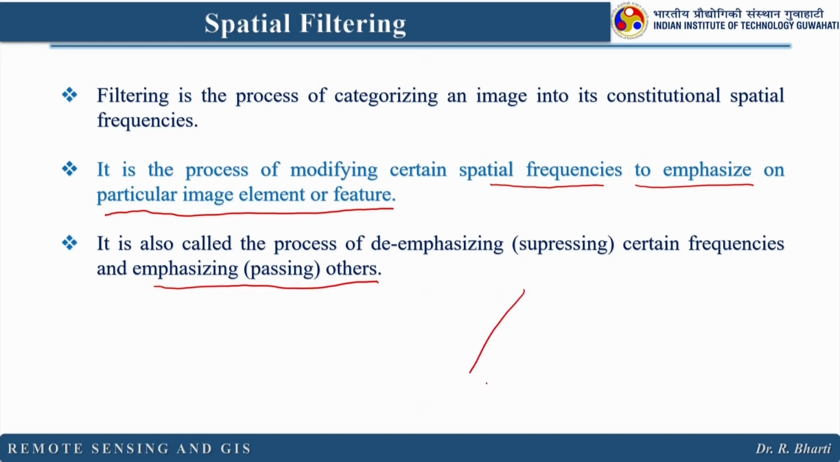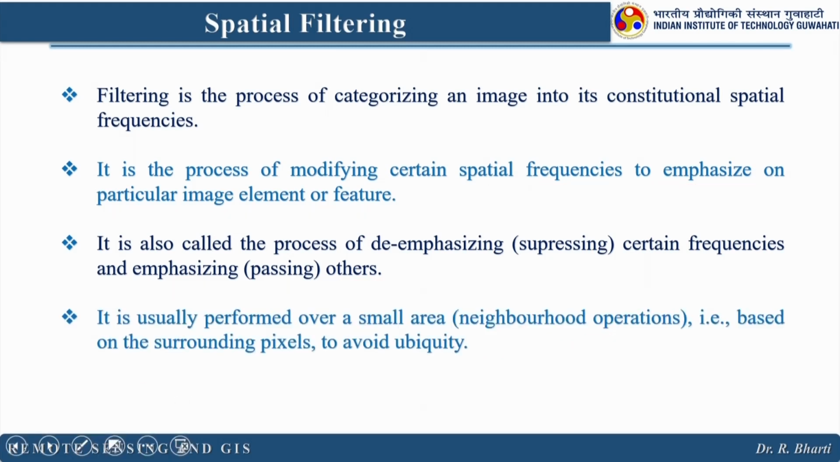Suppose if this is the area and you want to highlight this particular portion of this image, then this will get enhanced, but this will get suppressed. So it is working in both directions, right? It is usually performed over a small area, based on the surrounding pixels, to avoid ambiguity. Why? Because in a big image, there are many portions and their spatial frequency will be different.